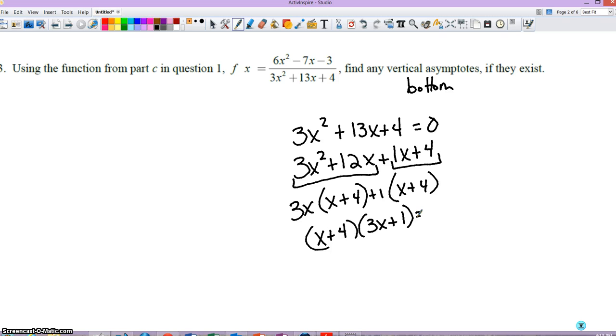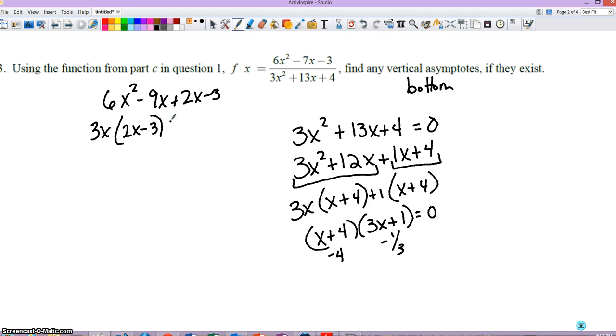So I got negative 1/3 and negative 4, but I do need to check to see if one of these is a hole. Does the top factor? Yes, it does. 6x squared minus, let me see, 6 times 3 is 18, so 9 and 2. So it's 3x plus 1 and 2x minus 3. I'm not sure about this parentheses, ignore that.